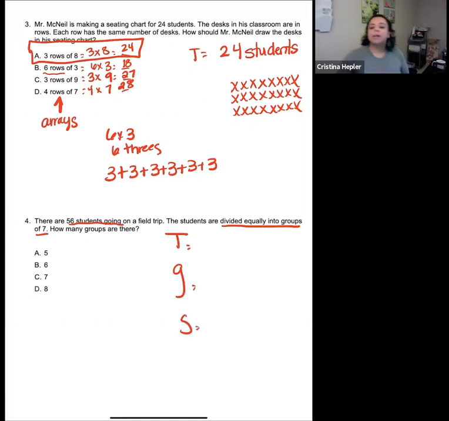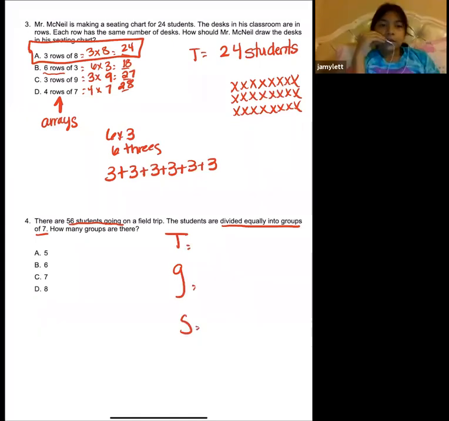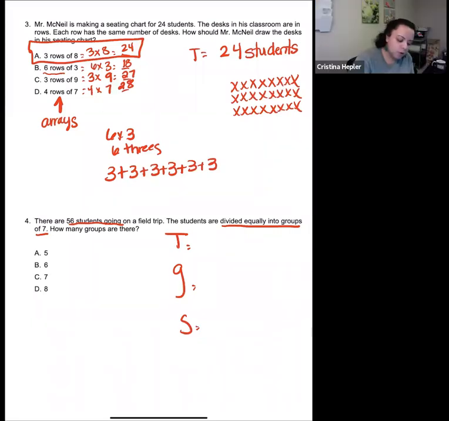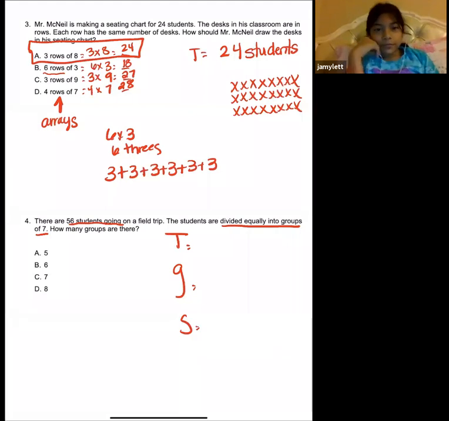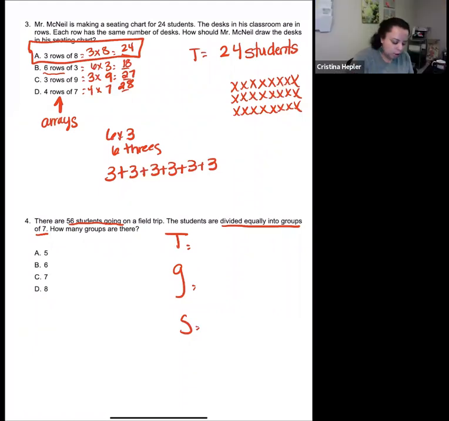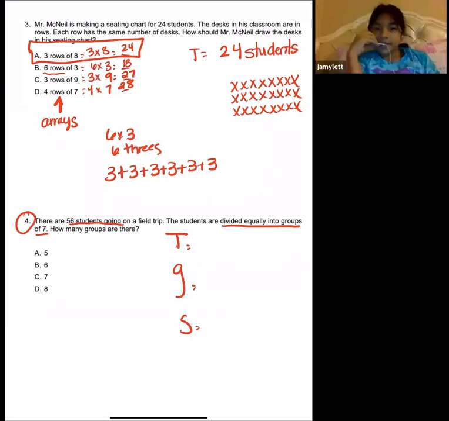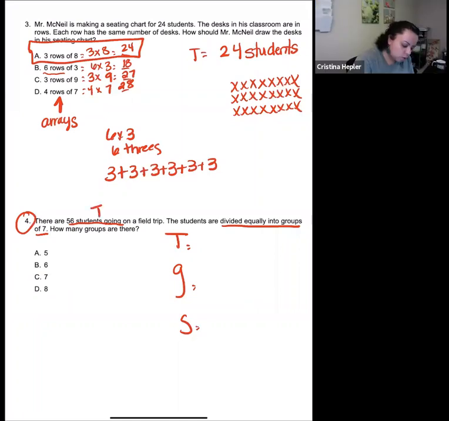What was I given, Jamilet? What is my total? We're at number 4, honey. I don't see a number 24 there. 56. 56 is my total. Yes, 56. Now, am I going to divide, multiply, add or subtract?